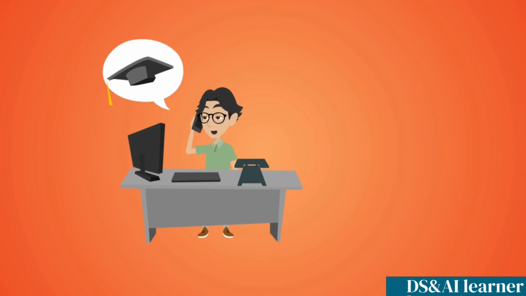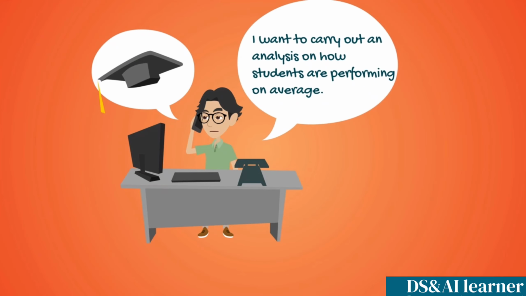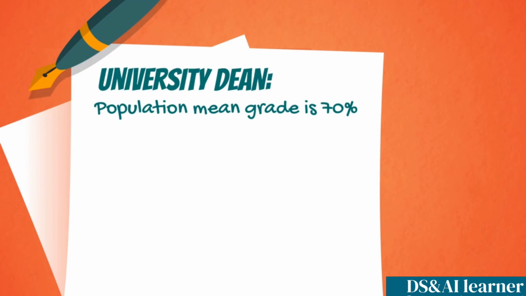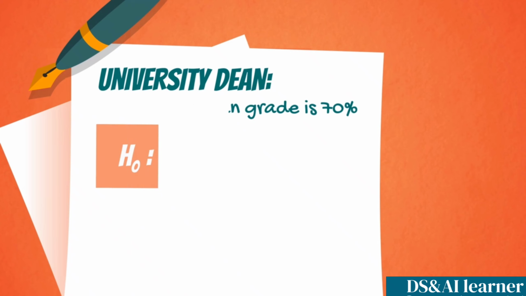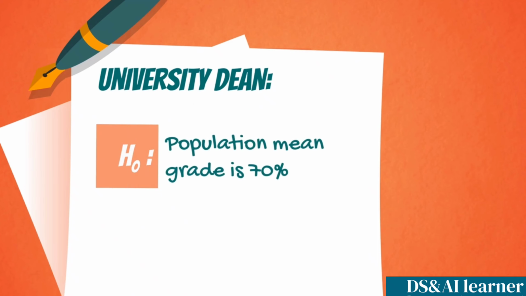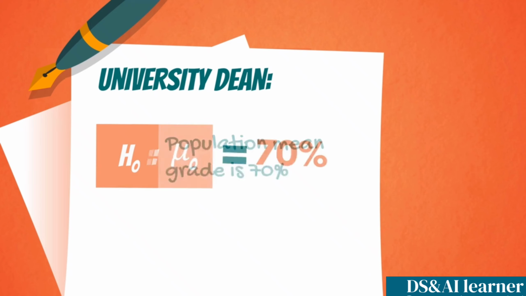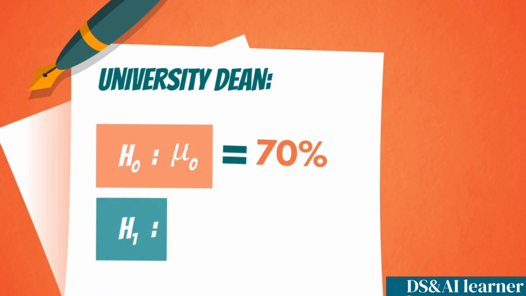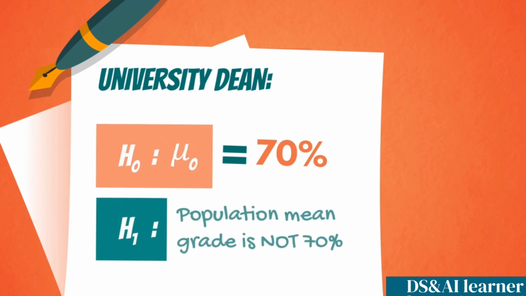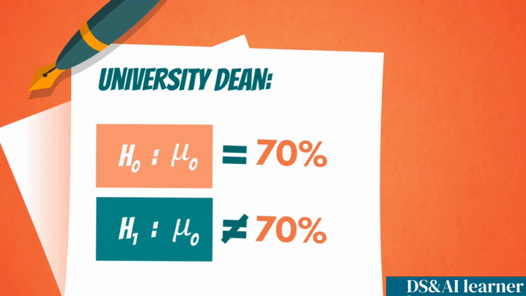Okay, now that we have an idea about the significance level, let's get to the mechanics of hypothesis testing. Imagine you are consulting a university and want to carry out an analysis on how students are performing on average. The university dean believes that on average students have a GPA of 70%. Being the data-driven researcher that you are, you can't simply agree with his opinion, so you start testing. The null hypothesis is the population mean grade is 70%. This is a hypothesized value, and we denote it with mu0. The alternative hypothesis is the population mean grade is not 70%, so mu0 differs from 70%.